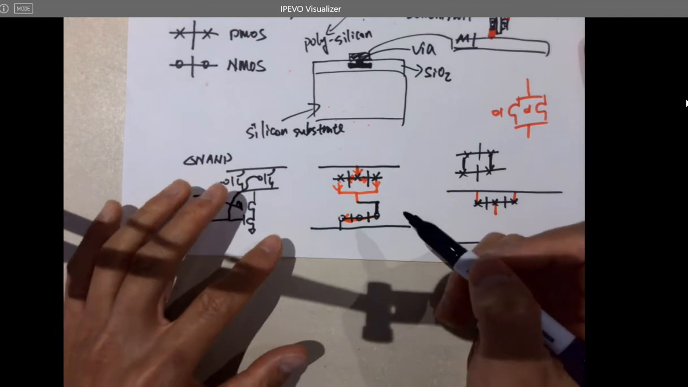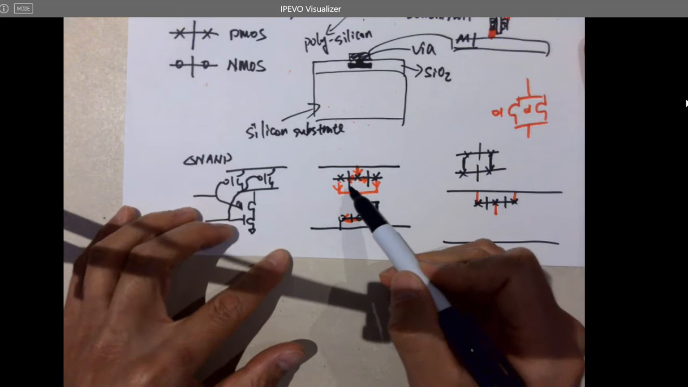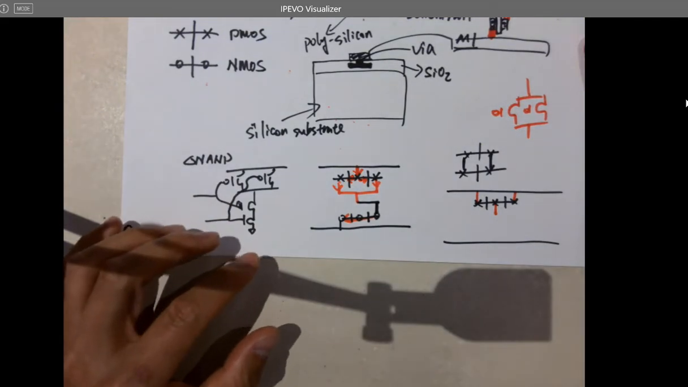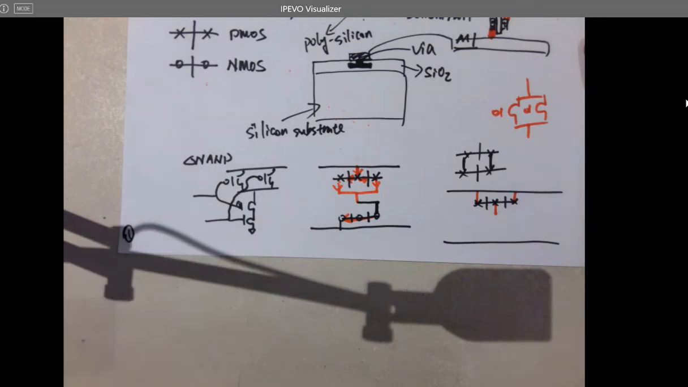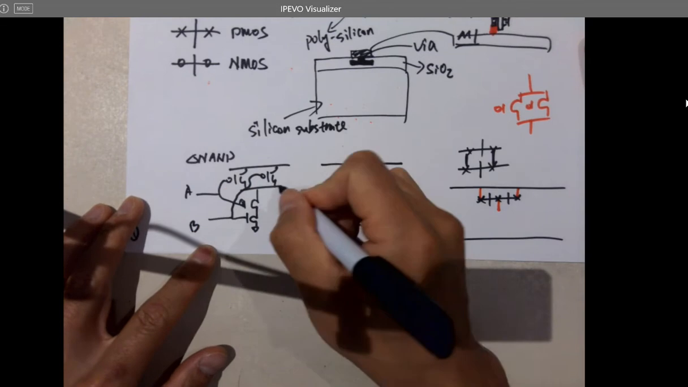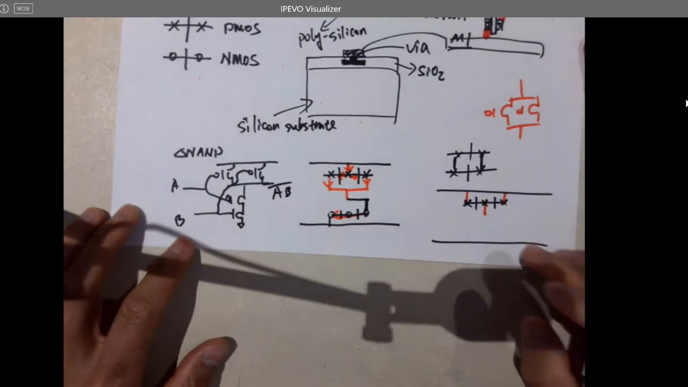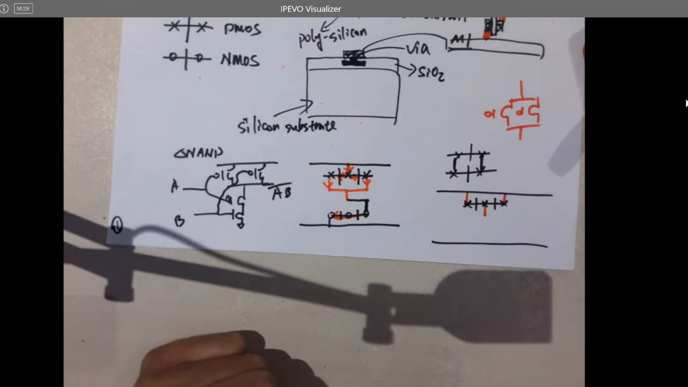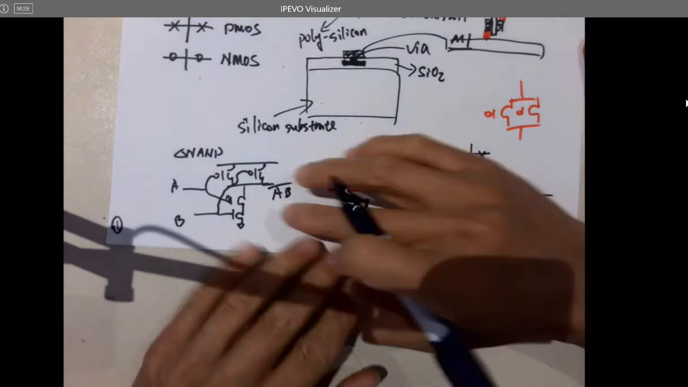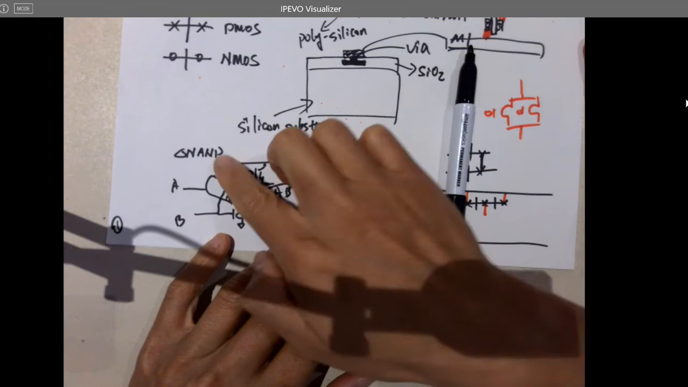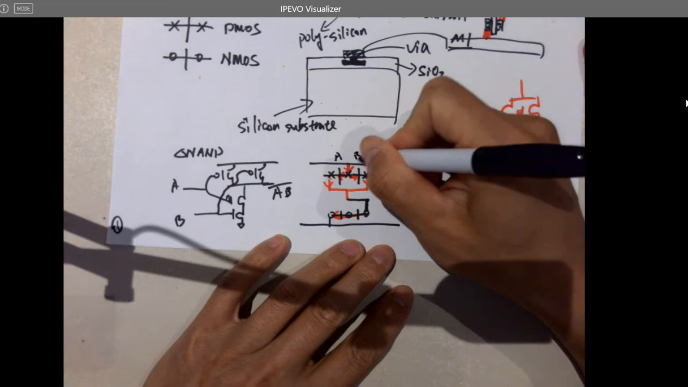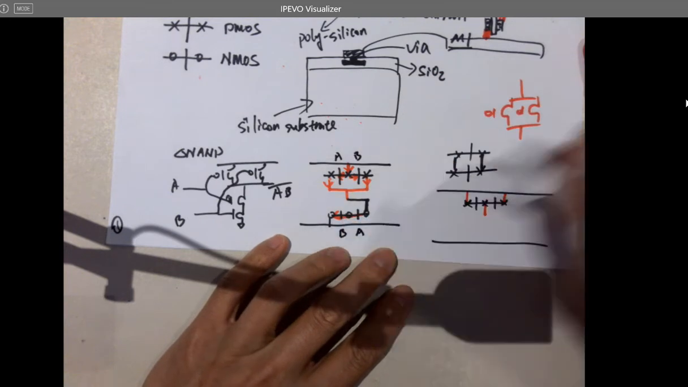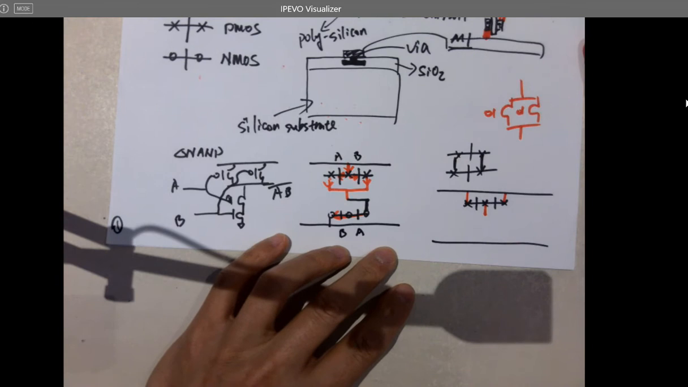So the next question: what about the gates? How do we want to label the signals? Does it matter which is A, since this is A and B, right? So this is A, not B. Does it matter which is A, which is B? It doesn't actually matter. They're interchangeable, right? So what if I label this one as A, this is B, this is B, this is A? It's fine, but just not ideal.